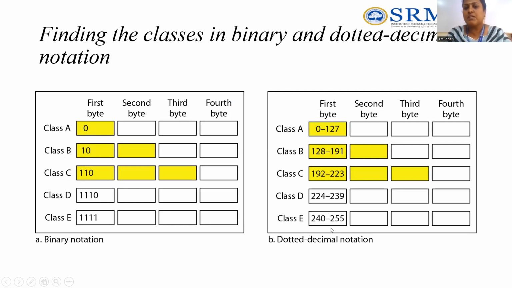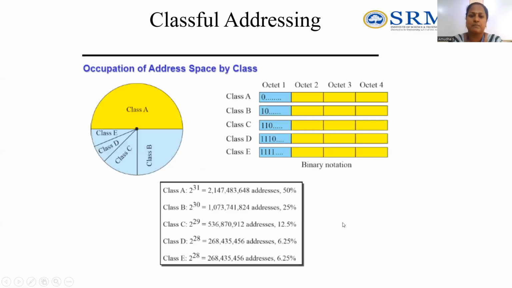In dotted decimal notation, according to the range of the value, we can classify them as class A, B, or C. If the range is 0 to 127, it is class A. 128 to 191 is class B. 192 to 223 is class C. Likewise, 240 to 255 means it is a class E address.